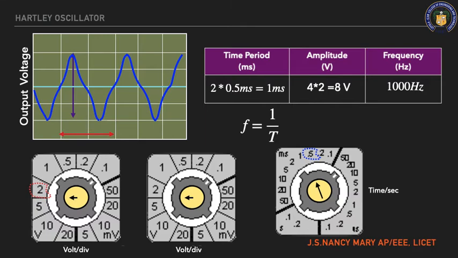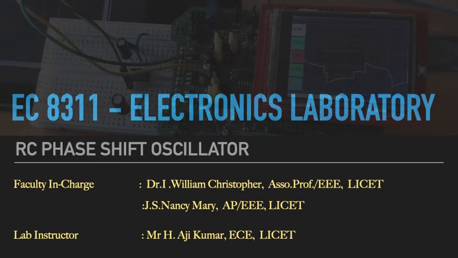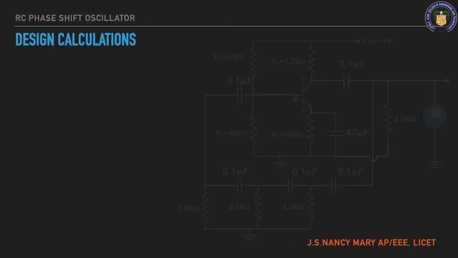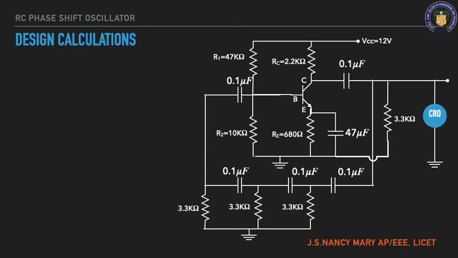Now we will move on to the RC phase shift oscillator. RC phase shift is nothing but we are going to connect resistance and capacitance alone. So we are going to use 3 resistances and 3 capacitances in the tank circuit. The design calculation of the CE amplifier, we have already taken. We are going to connect the resistance and the capacitance at the bottom. So I'm connecting the resistance and the capacitance at the bottom.